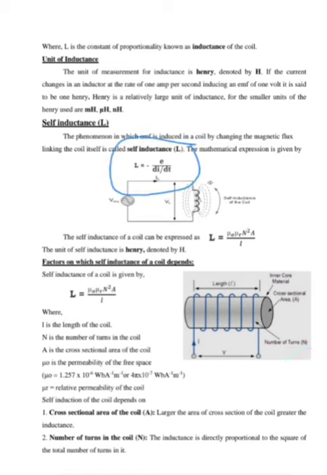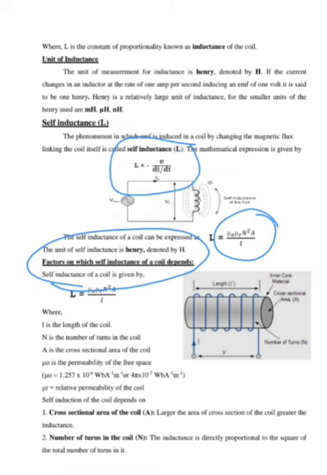So the self-inductance of a coil can be expressed as L, which is given by mu naught mu r n square A divided by l, and the unit for self-inductance is Henry, which is also denoted by the letter H. So what exactly is this mu naught, mu r, n, A and l? Factors on which self-inductance of a coil depends.